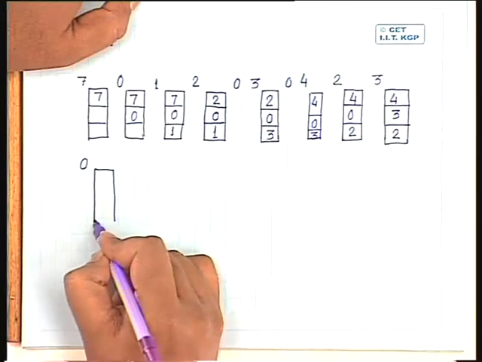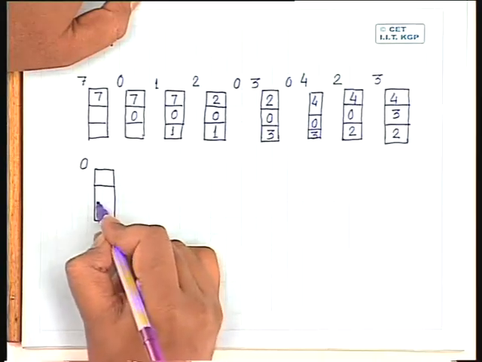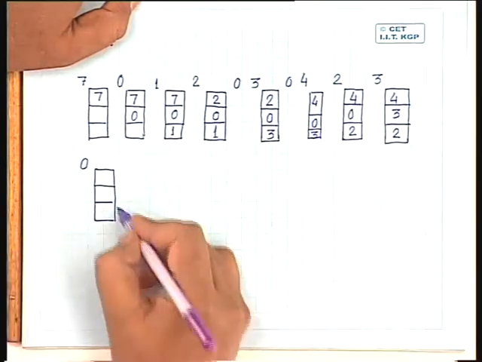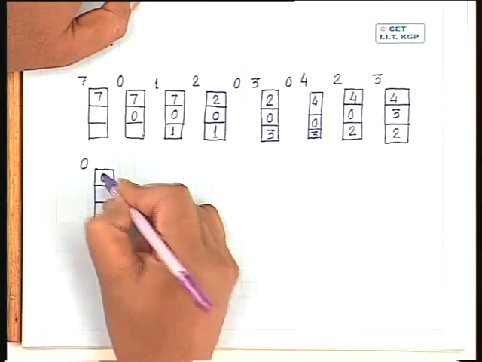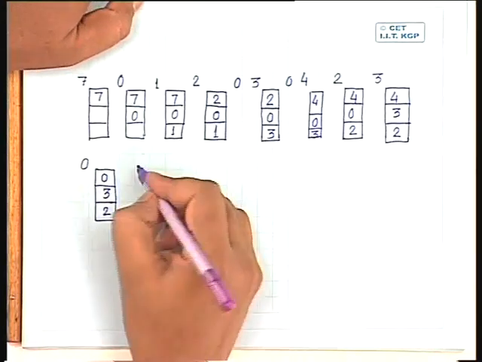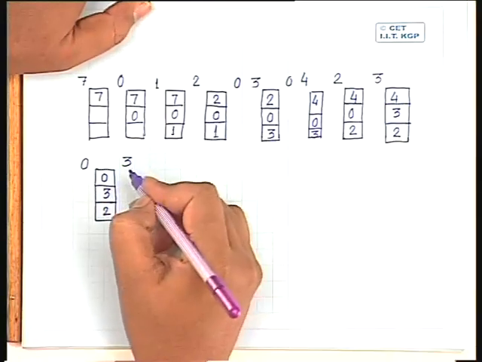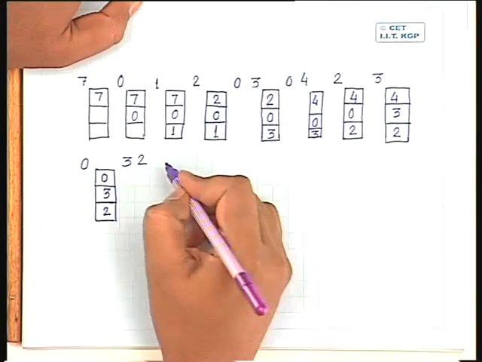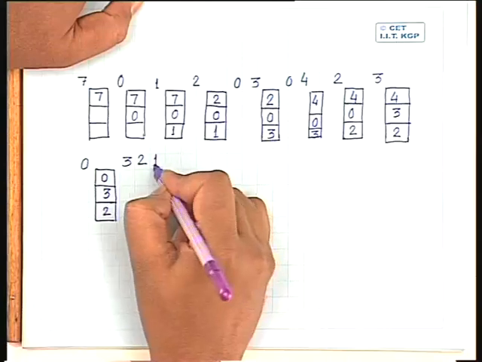So I have one more page fault. And in this case, which one is to be replaced? It is page number 4. So replace page number 4 by page number 0. And others will remain as it is. Next time 3 is referred, no page fault. 2 is referred, no page fault. 1 is referred, again I have a page fault.